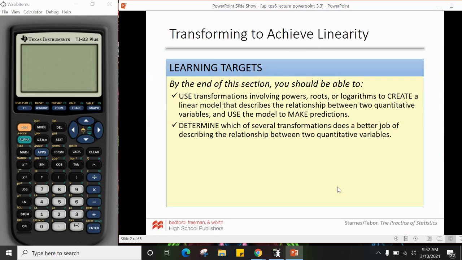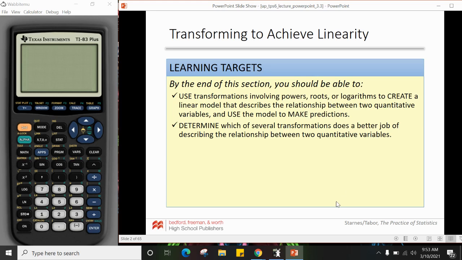So some learning targets. By the end of the section, you should be able to use transformations involving powers, roots, or logarithms to create a linear model that describes the relationship between two quantitative variables and use the model to make predictions. Determine which of several transformations does a better job of describing the relationship between two quantitative variables.